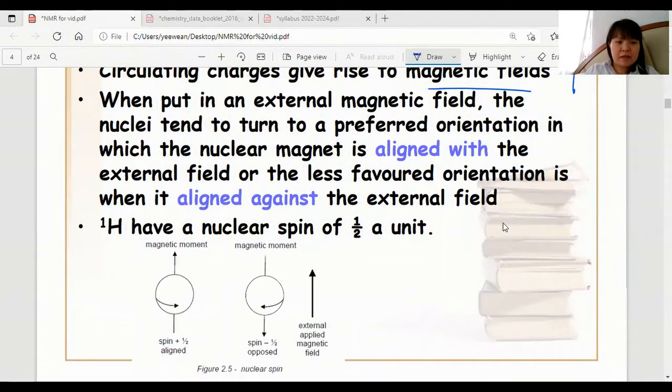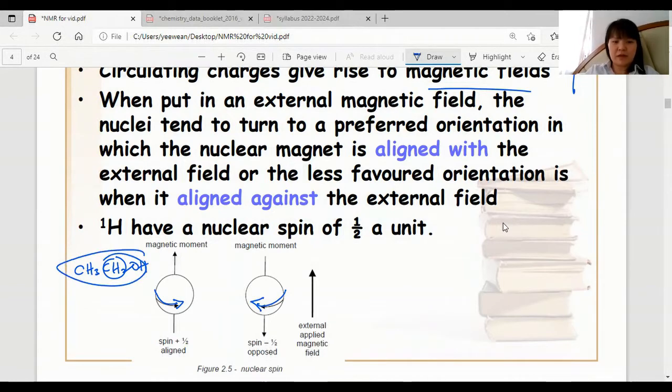Now let's imagine this is the hydrogen from one of your samples from the previous video. So one of these H's will have its proton spinning in this direction and this direction. And when you put this ethanol into the NMR instrument, there is an external magnetic field. This external magnetic field refers to the one from the NMR instrument.